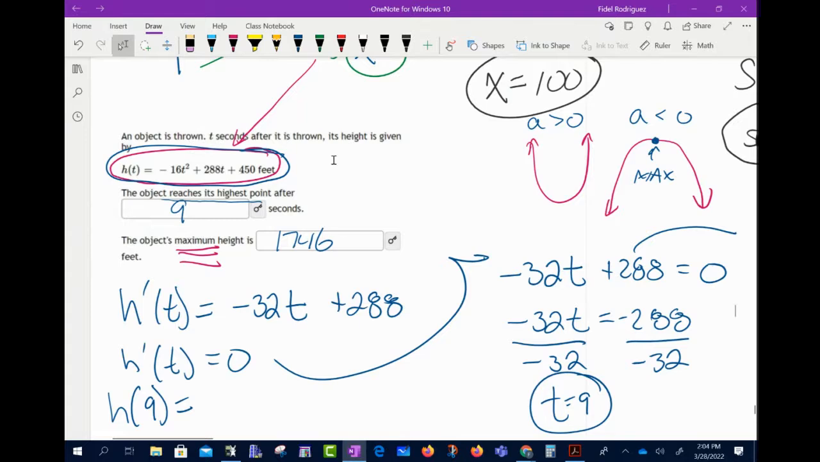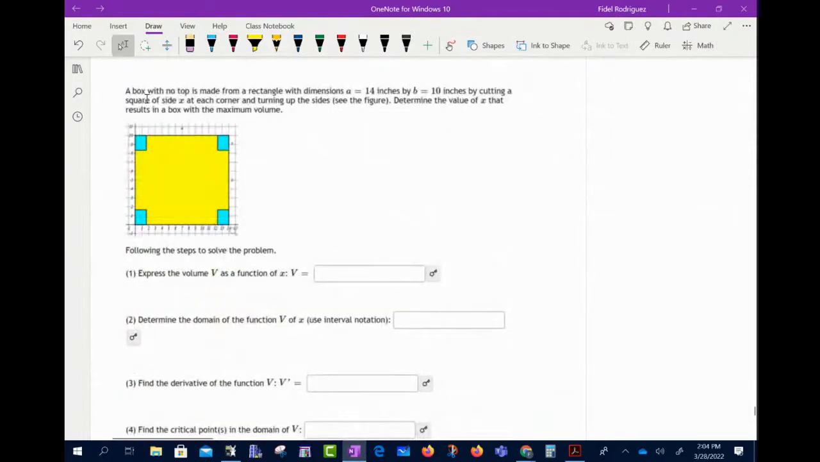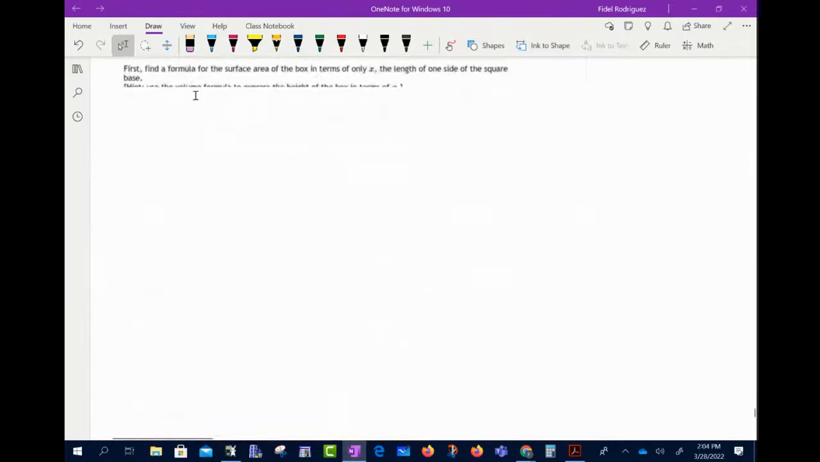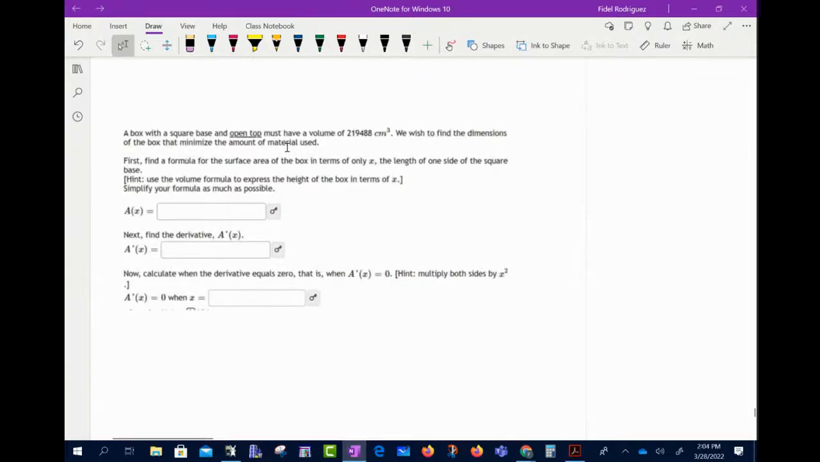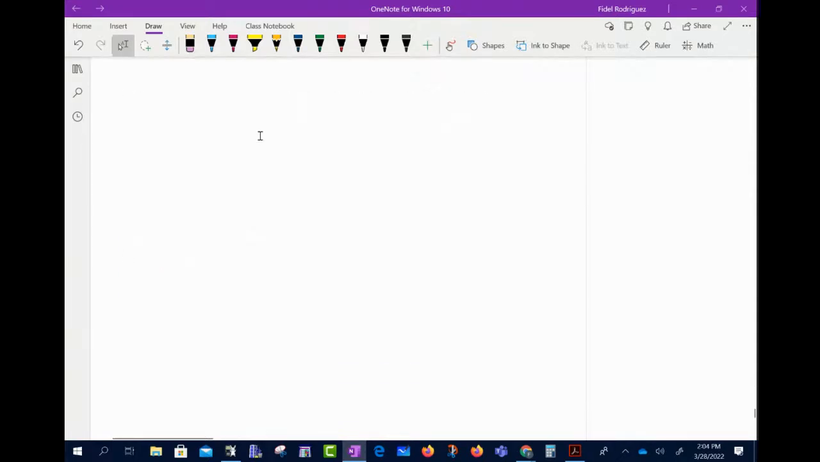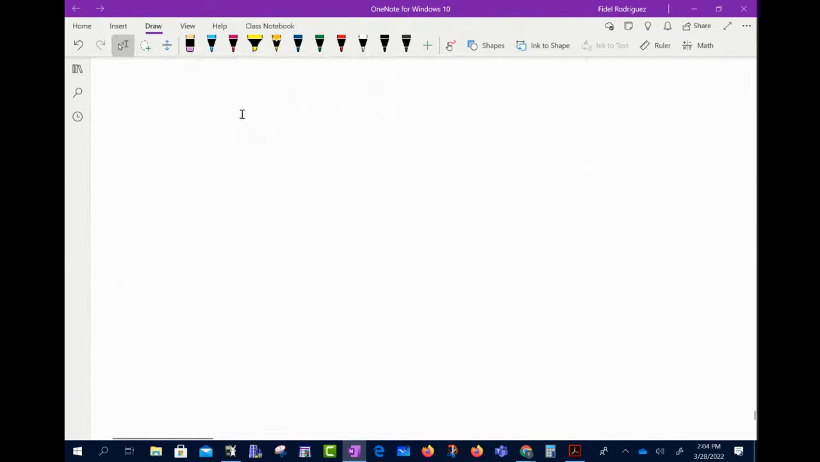So y'all, again, we'll pick up the rest of 4.7 on Wednesday. I want to show you something. This problem here, look, a box with no top. That's kind of like the first one we did. So we're going to do another problem like this. Look, a box with a square base and an open top. This is exactly like the one we just did a little while ago. And then this one is new, a cylinder can, so we're going to have something new there. And I think that's it.